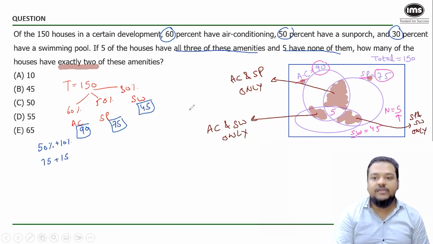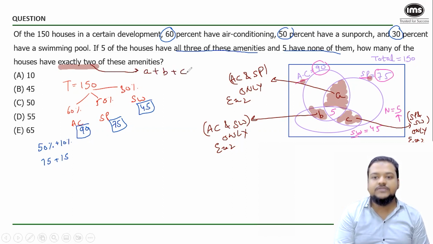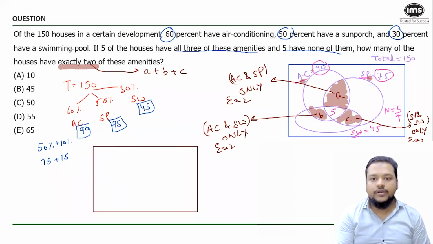The word only is very important because it tells you that this is exactly true, and this is exactly true, and this is also exactly true. Hence, if you want to calculate exactly two, you have to add the values of these three shaded parts. Your answer is nothing but A plus B plus C. So this is how we have understood the question. Now I am giving you a formula for three sets problems that is very useful, and many questions in GMAT have been asked on it, so please remember it. That formula is nothing but, be with me, I'm just drawing it for you again.